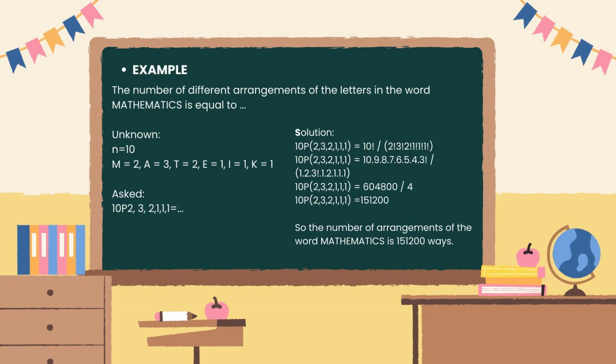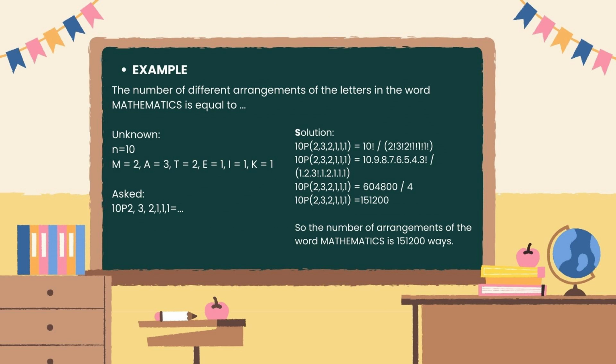Example: the number of different arrangements of the letters in the word mathematics is asked. n equals 10, m equals 2, a equals 2, t equals 2, h equals 1, e equals 1, i equals 1, c equals 1, s equals 1. Asked: 10P(2, 2, 2, 1, 1, 1, 1, 1) equals? Solution: 10 factorial divided by 2 factorial times 2 factorial times 2 factorial times 1 factorial times 1 factorial times 1 factorial.